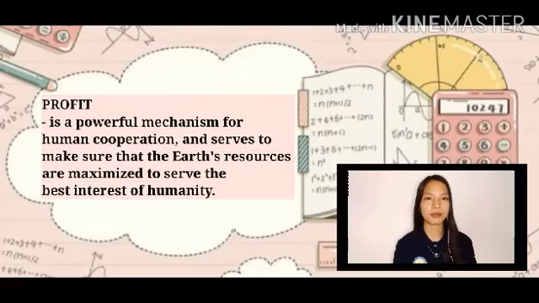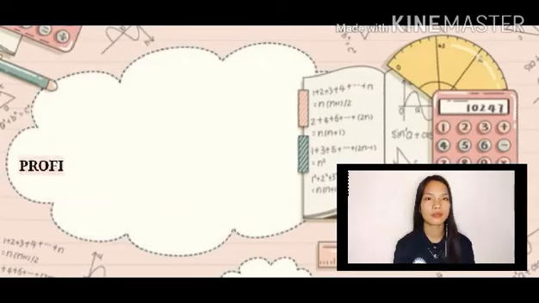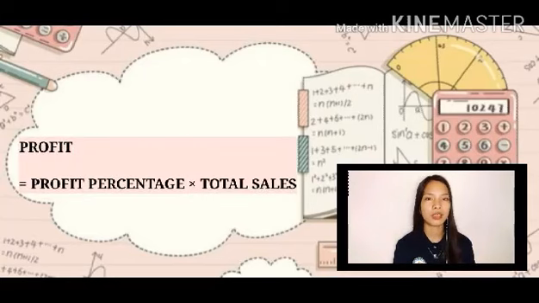Next, we have profit. Profit is a powerful mechanism for human cooperation and serves to make sure that Earth's resources are maximized to serve the best interest of humanity. To solve for the profit, profit is equal to profit percentage times total sales.